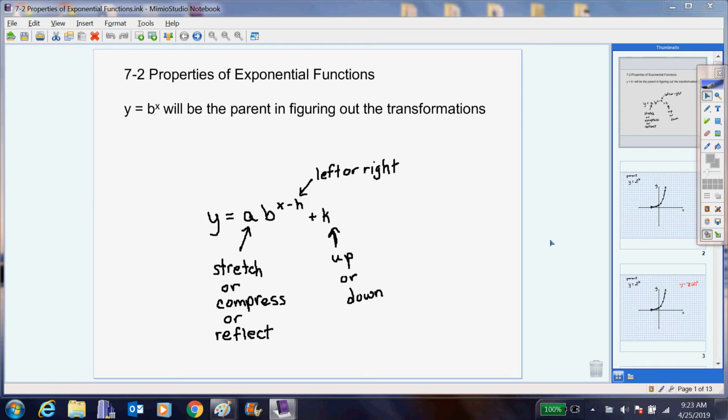Exponents today, properties of exponential functions, I should say. And so we're going to forge right on ahead.